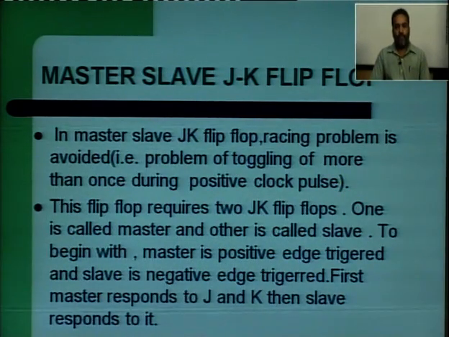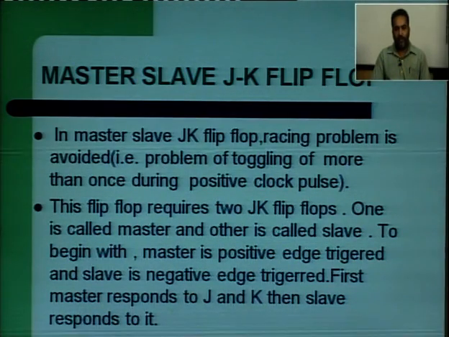For that purpose the flip flop is modified to a new one, which is called the master slave JK flip flop. The master slave JK flip flop is the solution to the race around condition, meaning the race around condition is eliminated in the master slave JK flip flop. Racing around means the problem of toggling more than once during a positive clock pulse, toggling meaning changing states more than once during the positive clock pulse.